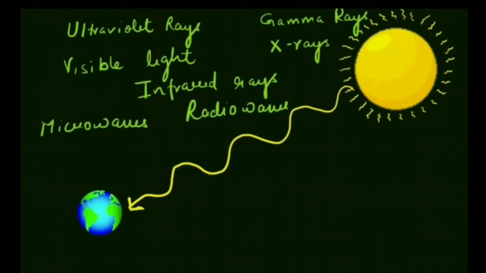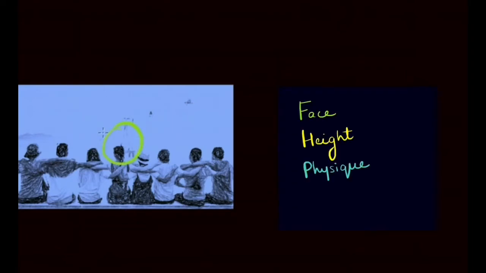To understand this, let us consider an example. If you were to identify your friend from a group of people, how would you do it? You can identify him or her by face or height or physique. Or if there is no light and you cannot use any of these features, you can identify her by her voice. So to identify your friend or any other human, we use all these features or characteristics or properties.